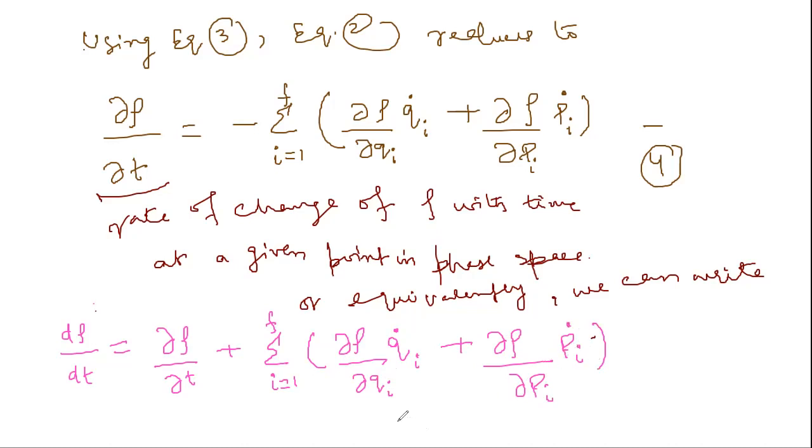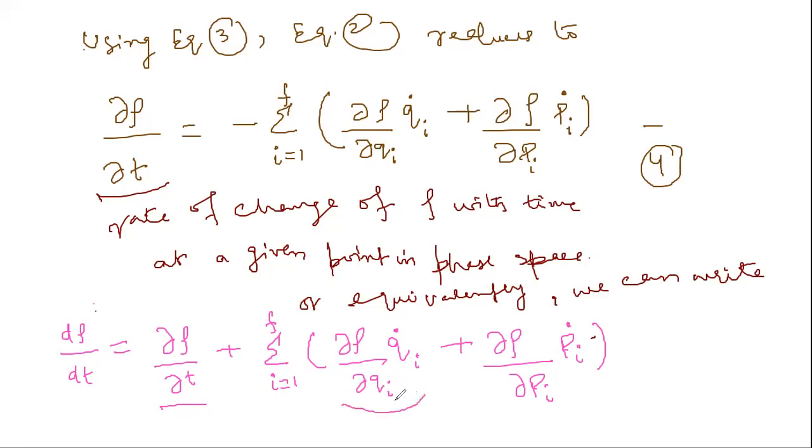Now think about it first. This is the variation of rho with time when point is fixed. This is the variation in rho when Qs and Ps are changing in time. Qs and Ps are changing in time. That means points are moving with time. See, what is this first term in the sum? It is dou rho by dou Qi, Qi dot. Qi dot is the time derivative of Qi.